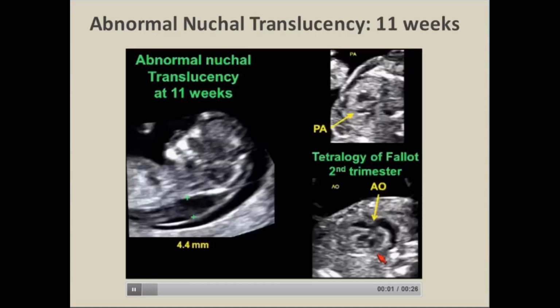So here's a fetus at 11 weeks gestation. The nuchal translucency measured 4.4 millimeters, quite thick, very concerning. Chromosomes proved to be normal, but on follow-up scan during her 18-week scan, we found a cardiac anomaly. Tetralogy of Fallot was diagnosed with narrowing of the pulmonary artery and widening of the aorta. With the ventricular septal defect, this overriding aorta helps us make the diagnosis.